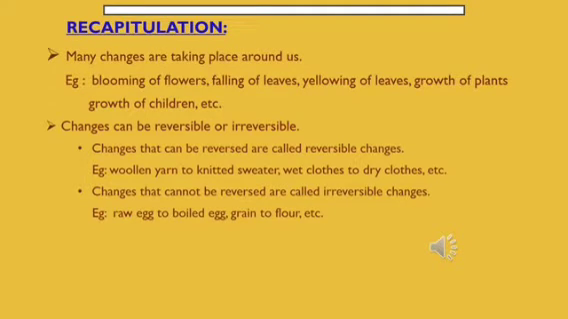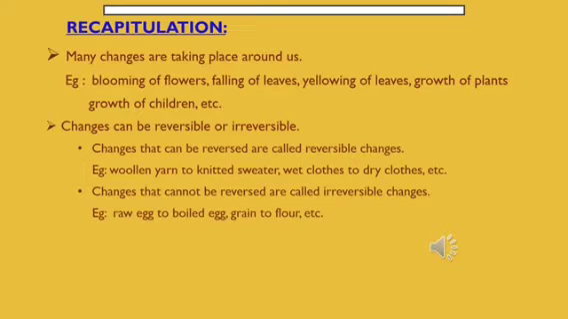Let us quickly recapitulate what we studied in our previous class. There are many changes taking place around us. Example, blooming of flowers, falling of leaves, yellowing of leaves, growth of plants, growth of children, etc. Changes can be reversible or irreversible.